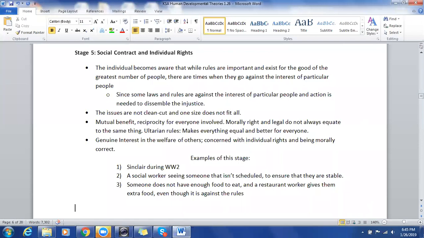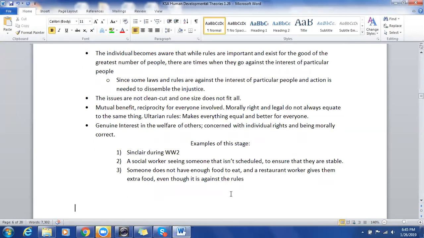Third example, someone doesn't have enough food to eat and a restaurant worker gives them extra food even though it is against the rules. This person could have lost their job for just giving out company food, but they felt like they could benefit a small number of people at the cost of the majority. So that is what that vision looks like.